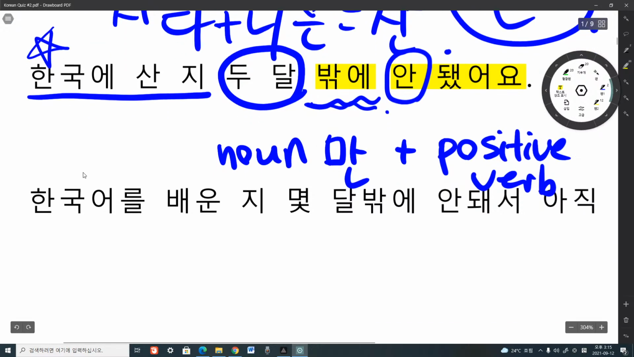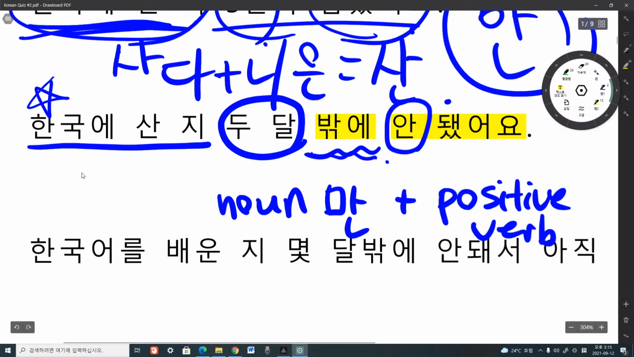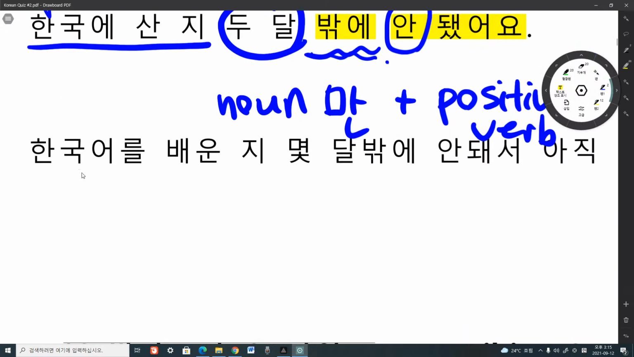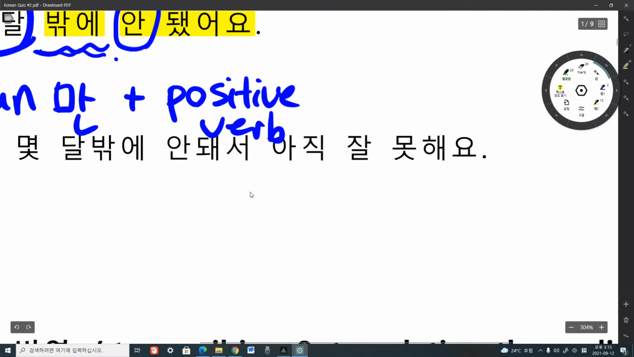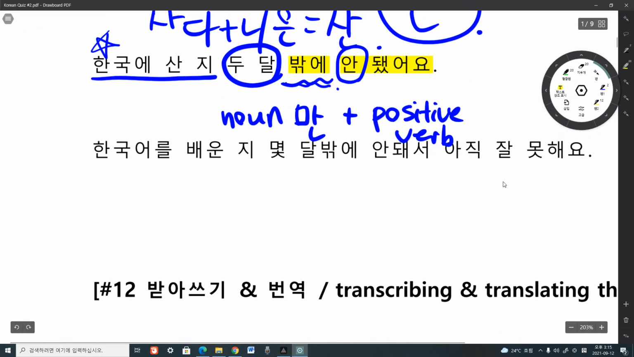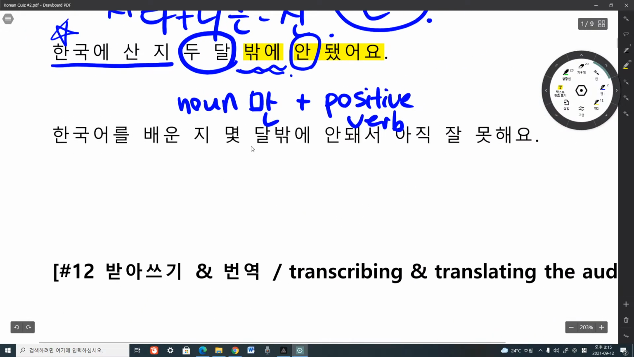잘했어요. 한국어를 배운 지 6개월밖에 안 됐어요, 힌디님. 맞아요, 그렇게 쓰면 되고요. 힌디씨 아주 잘했어요. 그 다음에 let's move on to a bit more complex sentence, but not that hard. 한국어를 배운 지 몇 달밖에 안 돼서, actually 안 돼서, this has to be spaced. Sorry guys. I didn't put the space here. 안 돼서 아직 잘 못해요.